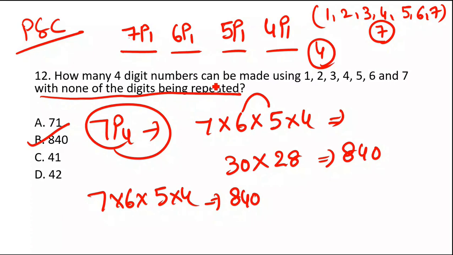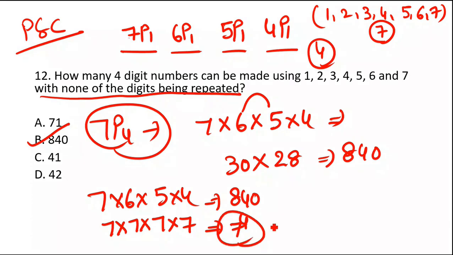The same question, if they ask with repetition, means there is no condition. 7 are possible. First place, 7 possible. Second place also 7 possible. Third place also 7 possible. Fourth place also 7 possible. Your answer is 7 power 4.